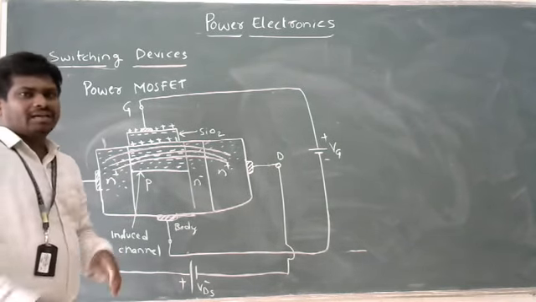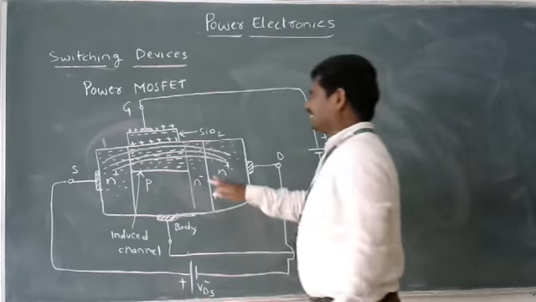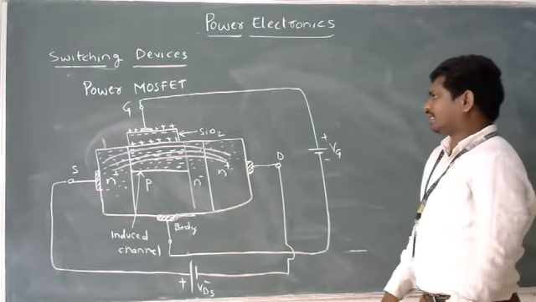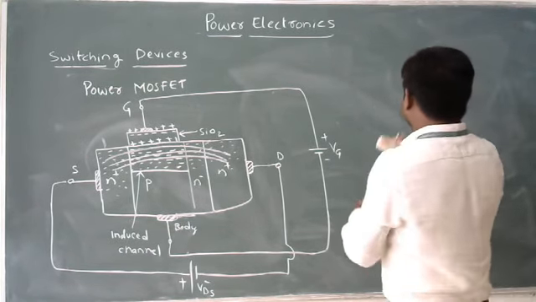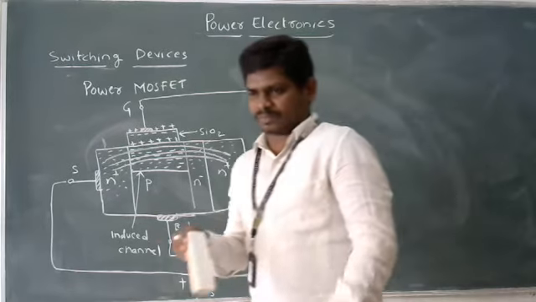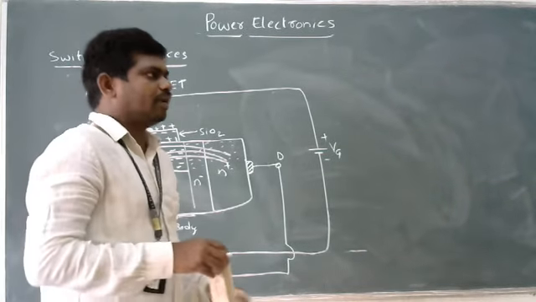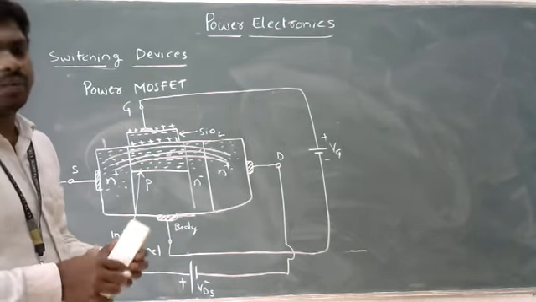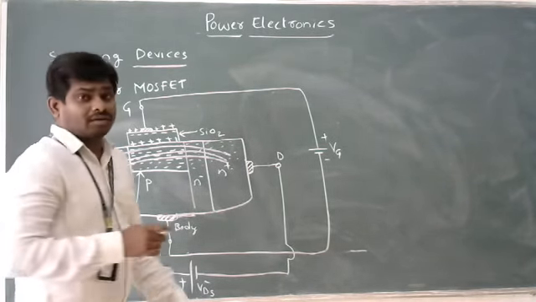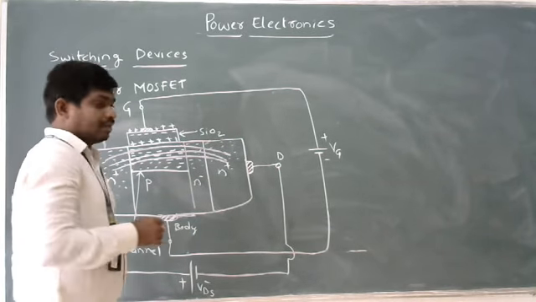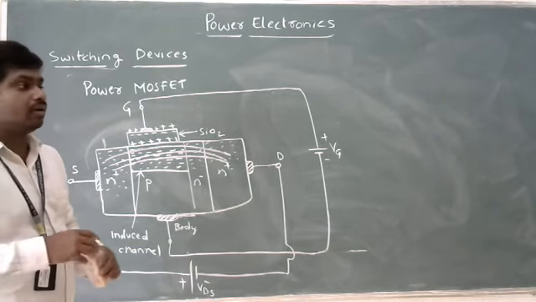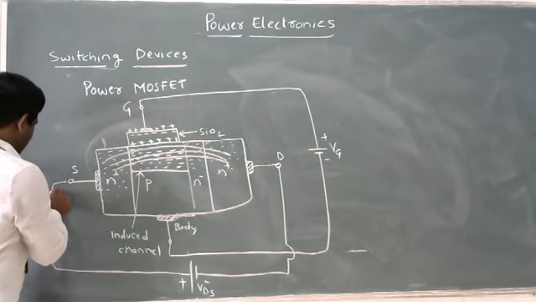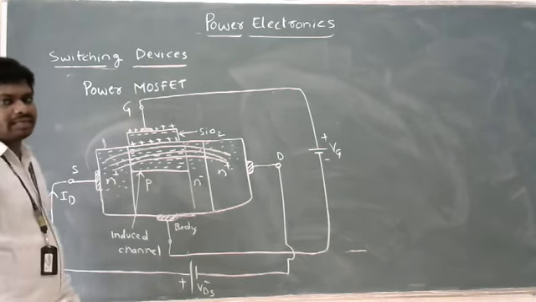And when you see the VI characteristics of power MOSFET, with the help of this working, you are able to draw the VI characteristics of power MOSFET. See this? There are two types of characteristics: one is transfer characteristics, the other one is output characteristics. Transfer characteristics are drawn between the input value and output value, and output characteristics are drawn between VDS and ID.